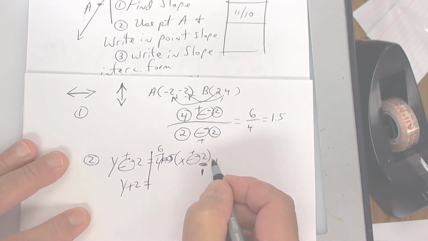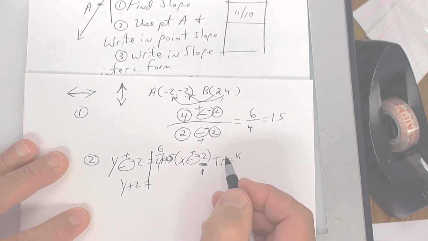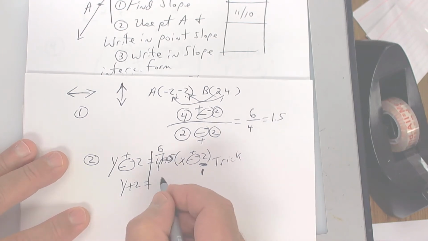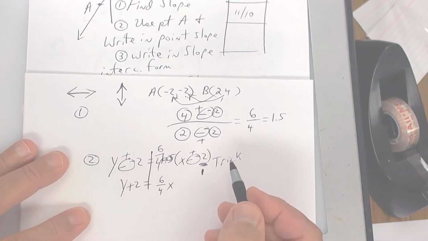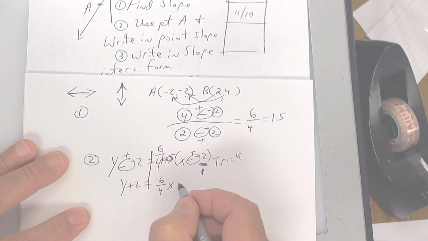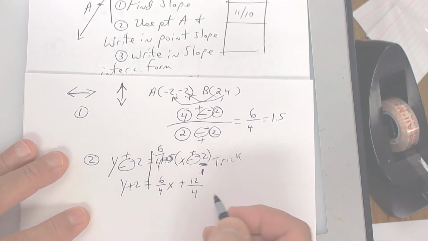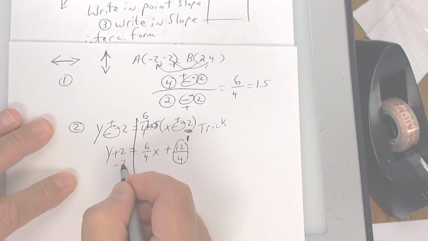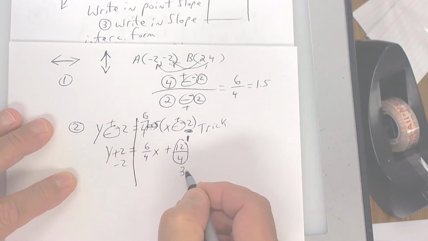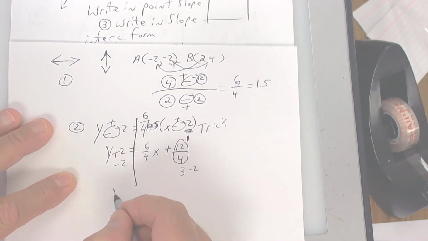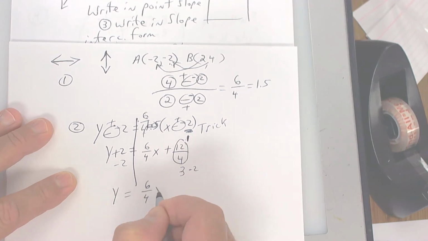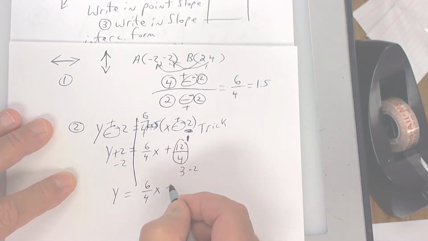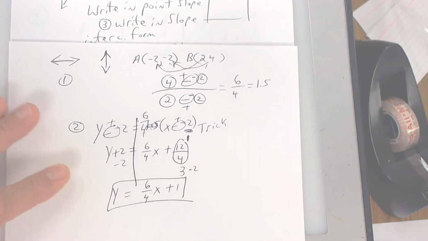Remember the little trick. So you get 6/4x, and then a positive times a positive is a positive. 6 times 2 is 12. 4 times 1 is 4. Now this is really equal to 3, so you can change that. And now what you want to do is subtract 2. So you're going to have 3 minus 2. So your final answer is y is equal to 6/4x plus 1, and that is slope-intercept form.